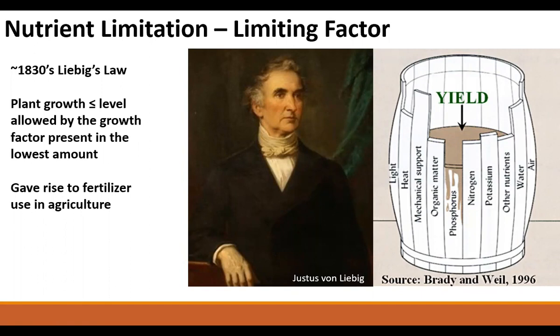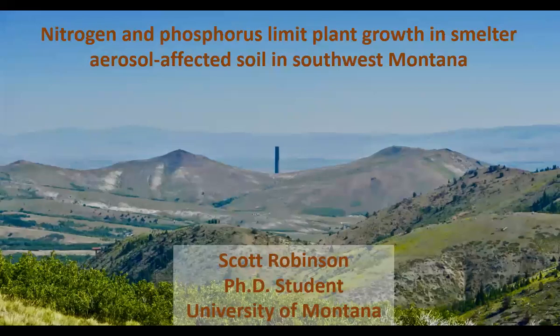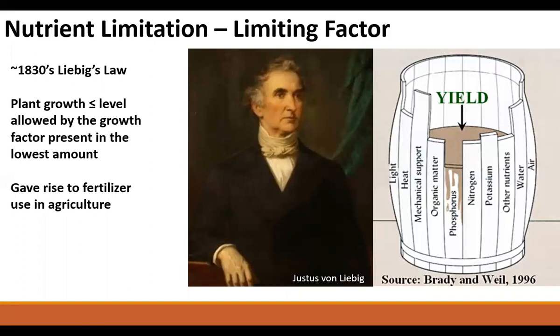This is often represented in what they call the Liebig barrel, and this example here is with phosphorus. So phosphorus is the lowest stave making up this barrel. In this agricultural example, the yield of whatever crop that is can never exceed the amount of phosphorus found in the soil. Other factors can be limiting, but it's generally nutrients, especially nitrogen and phosphorus, most common, at least in what we study and what we find.